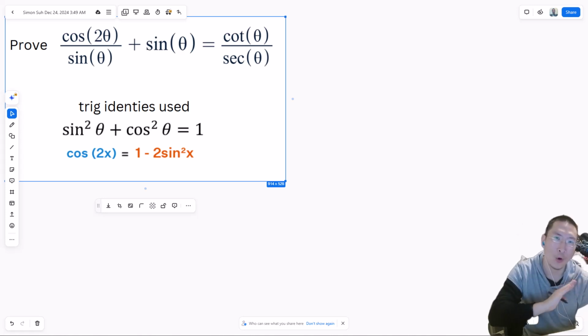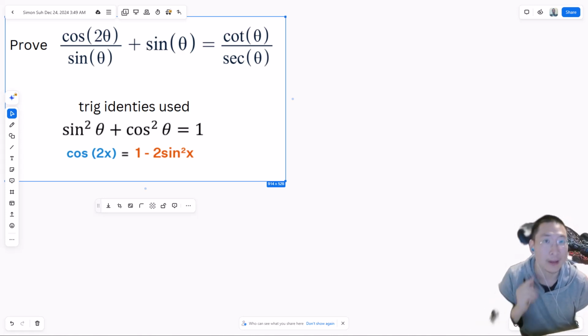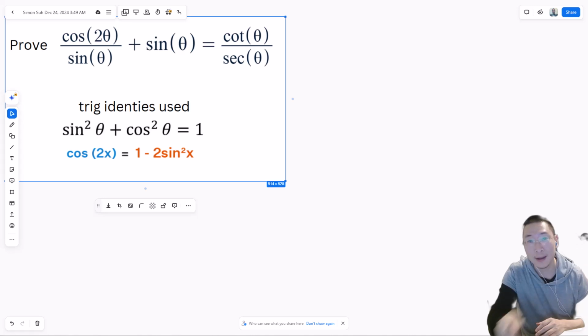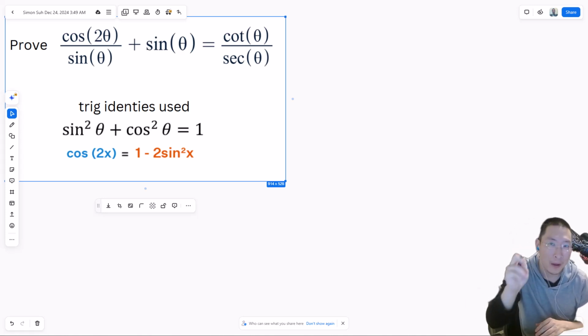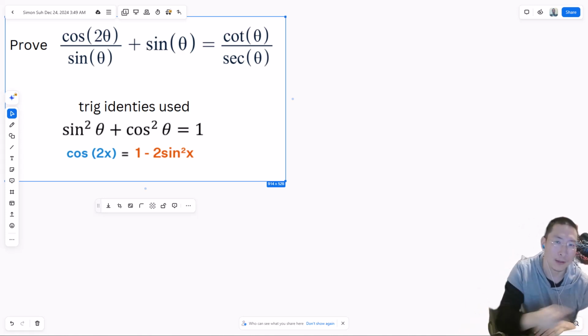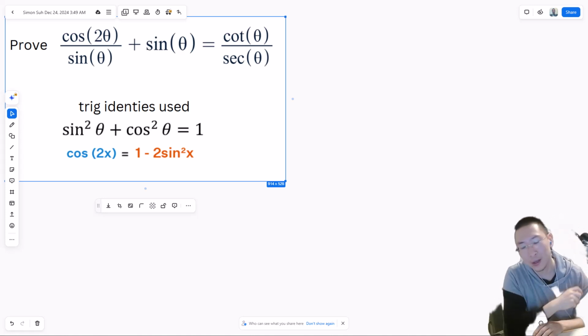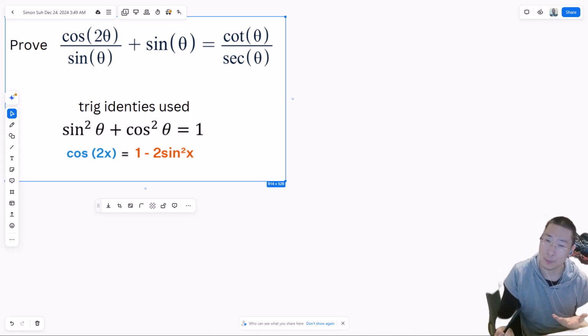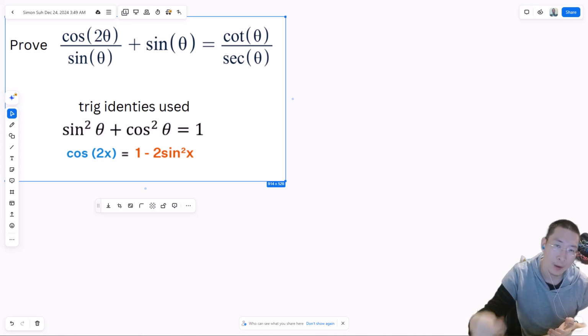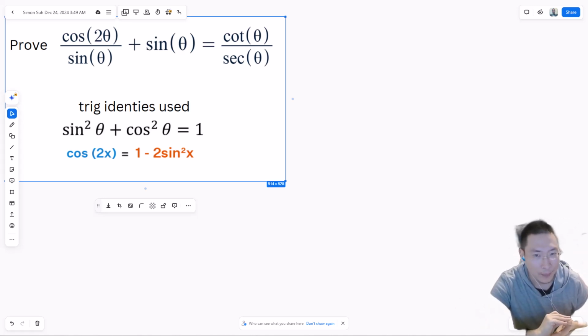Hey guys, in this video we're going to go over a trig identity that is not so difficult. It is cosine theta, cosine 2 theta over sine theta plus sine theta, equal to cotangent theta all over secant theta. So it's going to be using two trig identities to solve this proof. There's many more ways to do it, but I'm just going to go for the shortcut roundabout way so that you don't have to get KO'd by your math class.